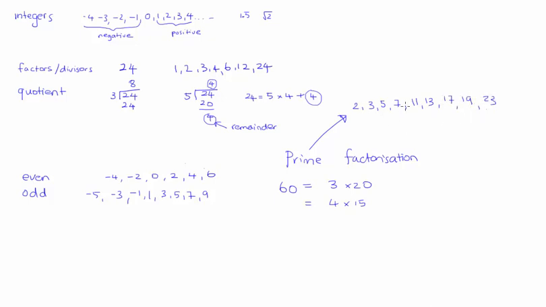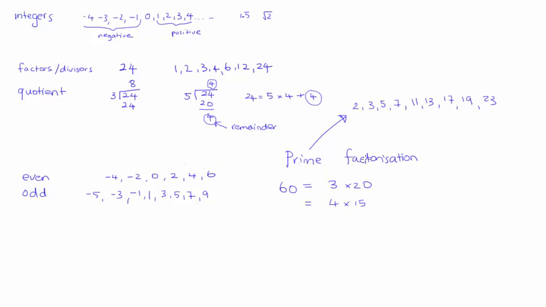If you think about all these numbers, could 11 be divided by any other number apart from 1 and 11 itself? The answer is no. The same goes for all these numbers. 23 can only be divided by 1 or 23. So these are all prime numbers.